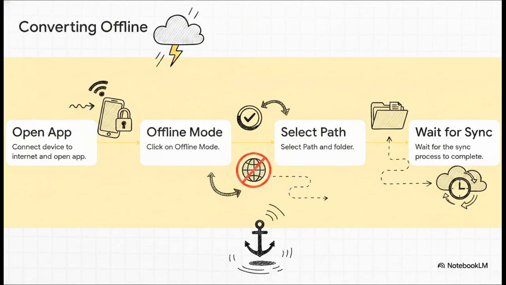Getting this offline safety net set up is super straightforward. While you're still connected to the internet, open the app. Tap the Offline Mode button, choose your path and folder, and then just wait a minute for the sync process to do its thing. Once that data is fully synced, you are 100% covered against any network drops. Everything you need will work flawlessly, totally off the grid.